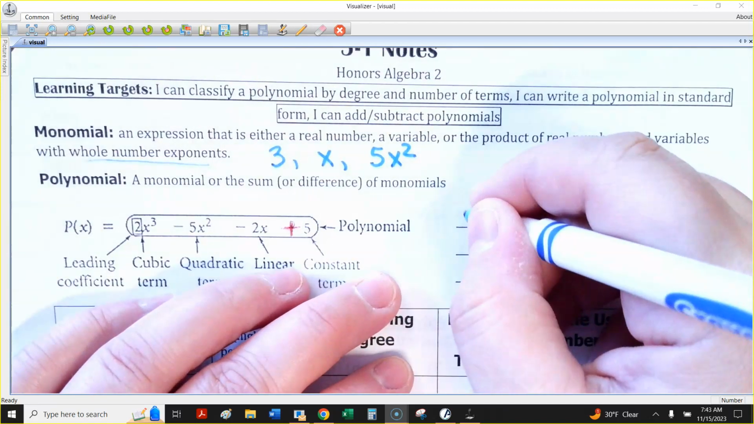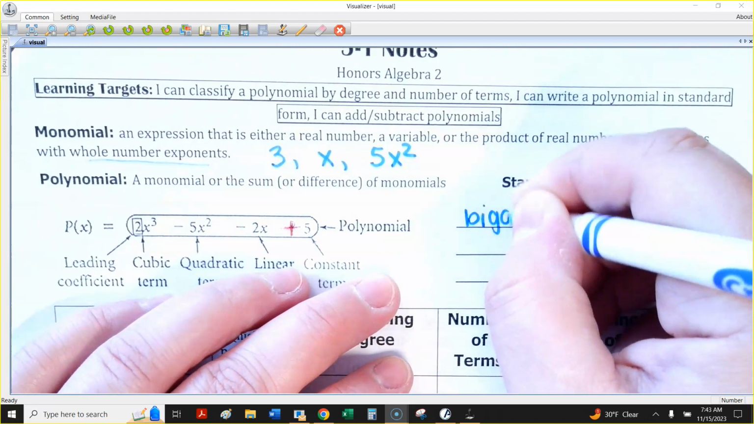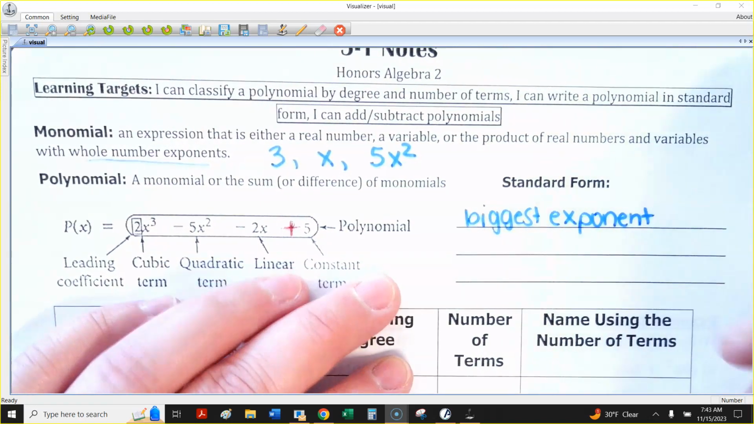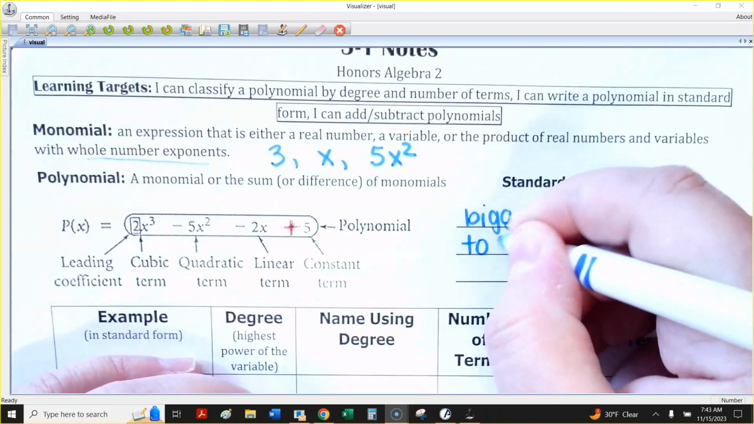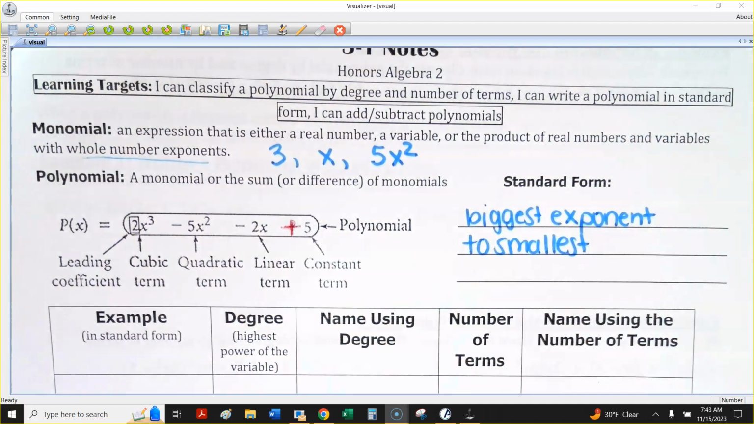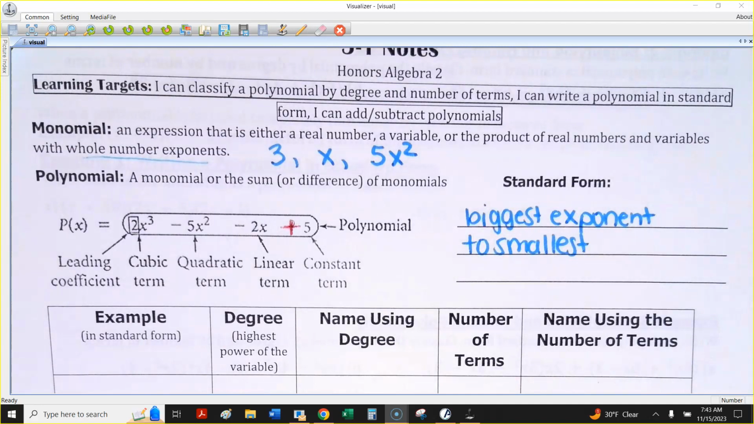So biggest exponent, and then to smallest in terms of the order. If you have just a plain number, just a constant term, that would go on the end. So like my powers of x, biggest exponent to small. So it's like x cubed, then x squared, then just a plain x, and then a 5. You don't have to have all the powers. It'll depend on the polynomial, but they do have to go in order, and it would always end with a plain number if you have a constant term.